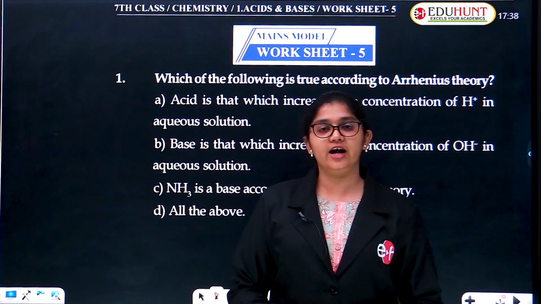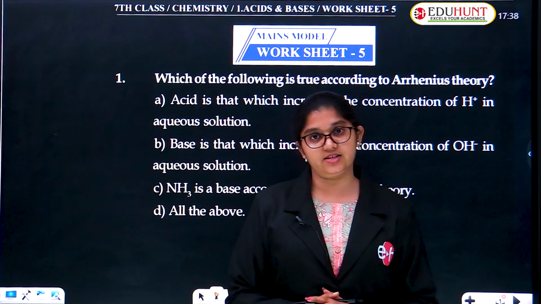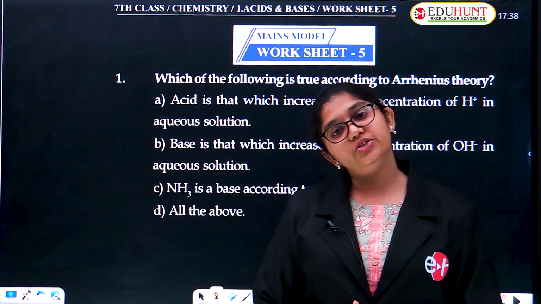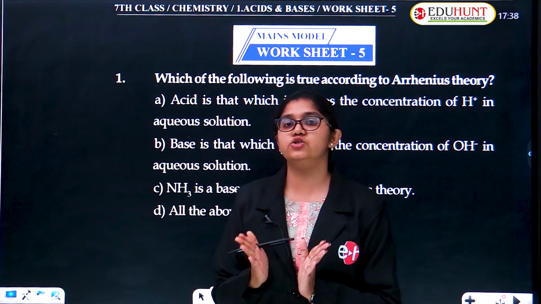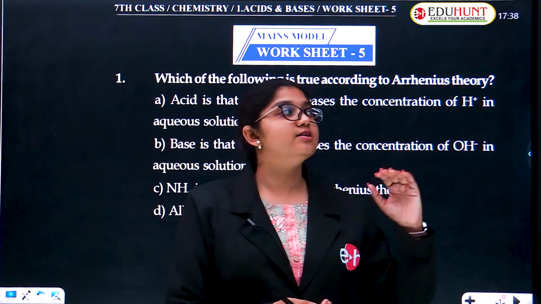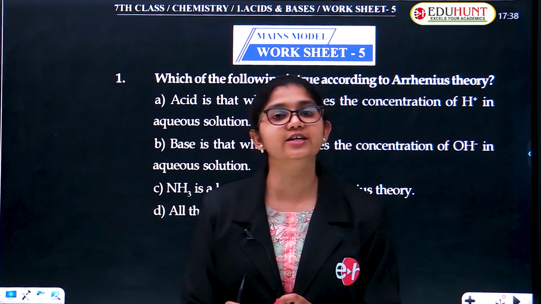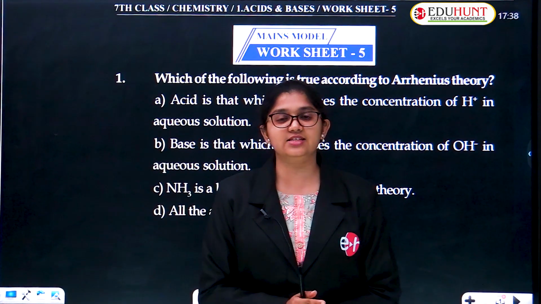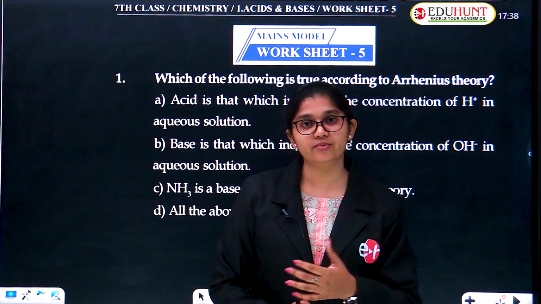So far we completed the concepts of chapter 1, acids, bases and salts, and in that we completed Arrhenius theory, the limitations, advantages and modifications in the previous video, right? So based on chapter 1 concept 5, the Arrhenius theory, we have some worksheet bits to do. We have your mains model worksheet bits, worksheet number 5. We will solve that, okay? Are you ready? Oh yes.